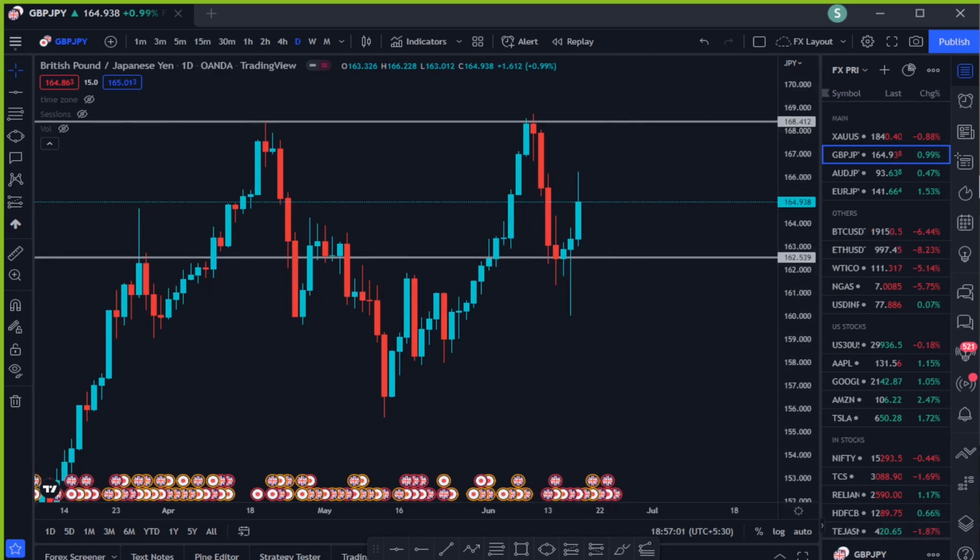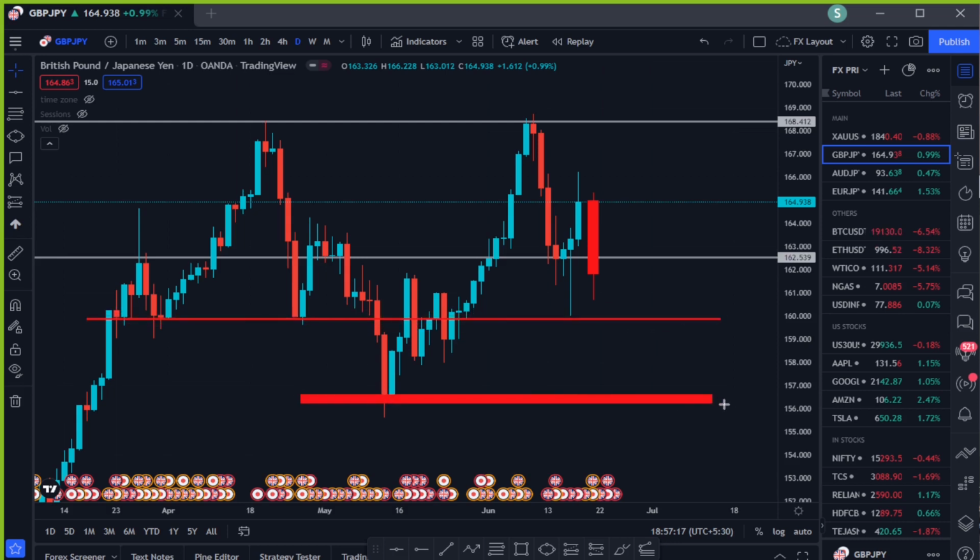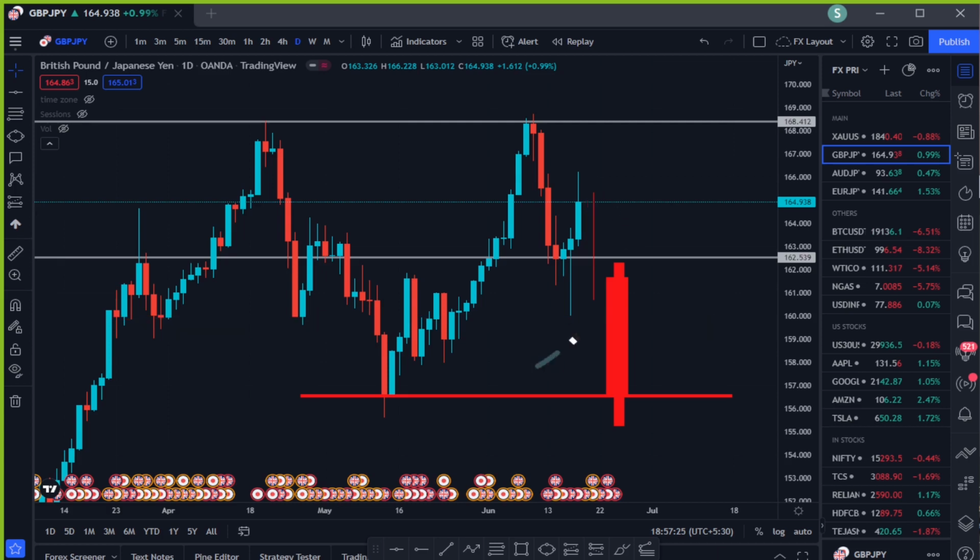In that situation, if we have to look for shorts, we expect the price to give us a close below this recent support. If we get a close below the recent support, we can expect the price to move to the next support somewhere into this area, and finally into the next support like this. So this is what we can expect if we go down and get a closure below the support area. So that is something on the daily.